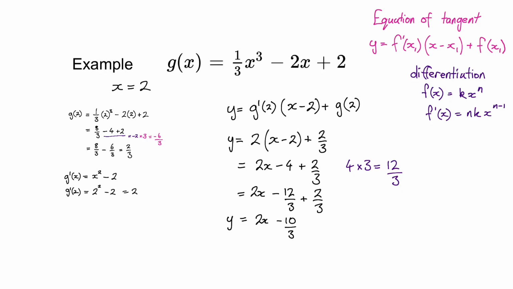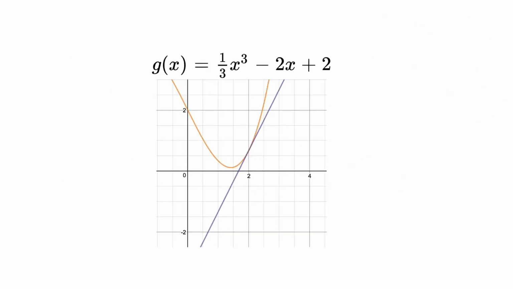Now let's have a look at what that tangent looks like. So our orange line here is our original equation, and our purple line here is our equation of our tangent. So our y is equal to 2x minus 10 on 3.